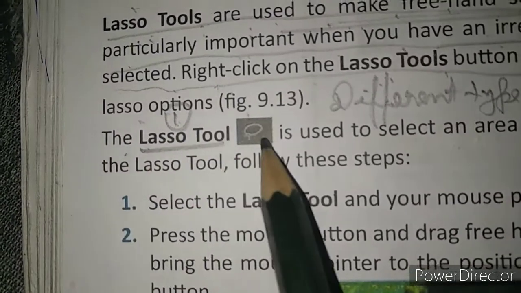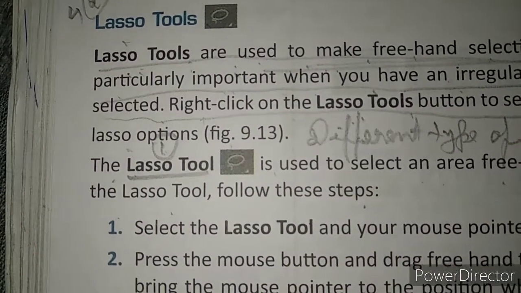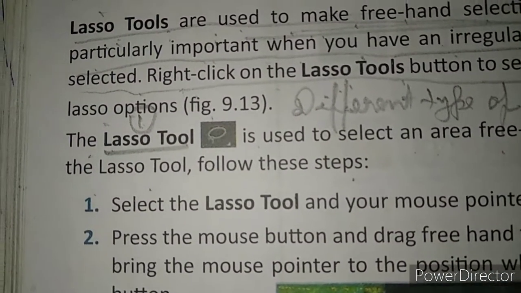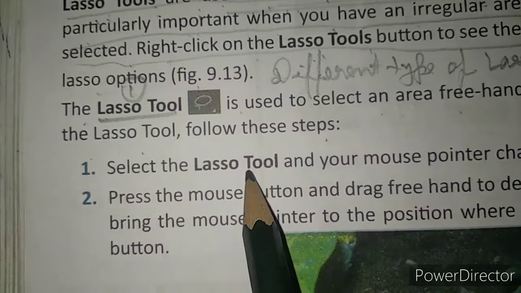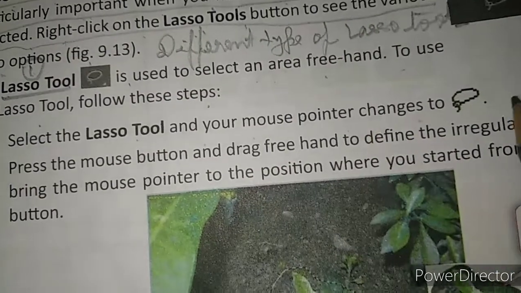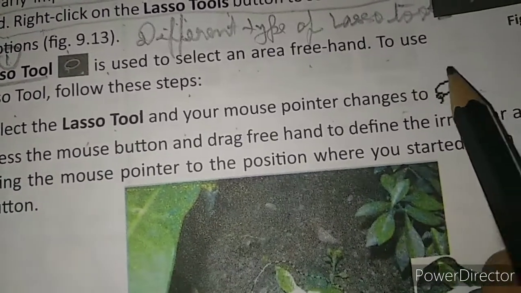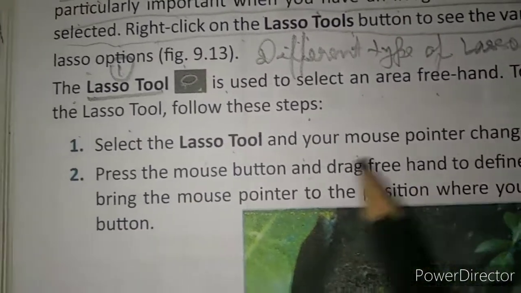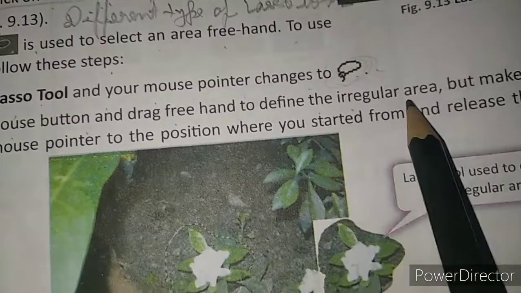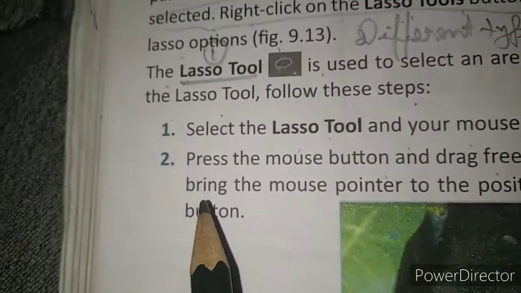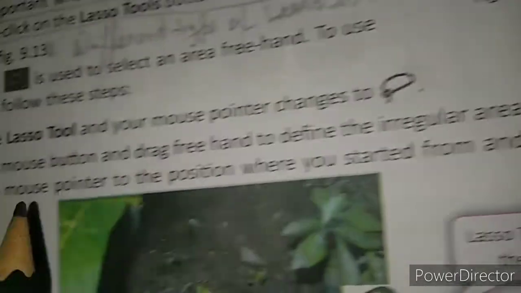The first one, the lasso tool, is used to select an area freehand. To use the lasso tool, follow these steps. It means when you click on the lasso tool, you can freely select an area. Select the lasso tool and your mouse pointer changes to this symbol. Now press the mouse button and drag freehand to define the irregular area, but make sure you bring the mouse pointer to the position where you started from and release the mouse button.